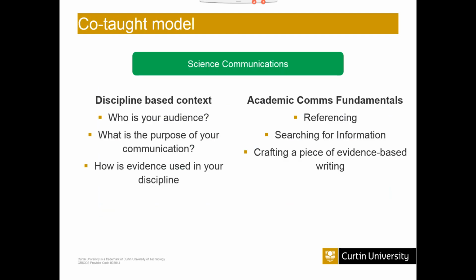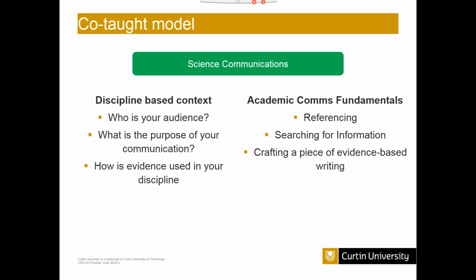The unit works on a co-taught model. In each of the workshops, there's going to be 2 facilitators. The first is a discipline-based expert. That person is from your particular field. They are going to be able to talk to you about how communication works in your field. Who is the audience for your communication? Why do you communicate? What's your main message that you need to get across? And how is evidence used in your discipline?